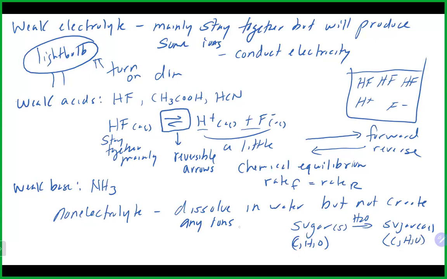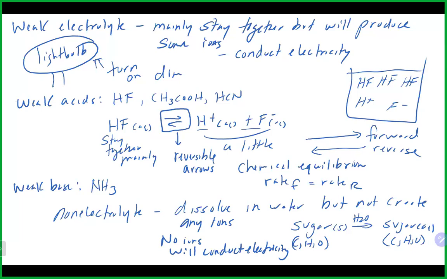And because you get no ions means it will not conduct electricity. So if you put that kind of light bulb into a non-electrolyte solution, the light bulb pretty much will not go on. It'll just basically stay off. And that's because, again, it's not conducting electricity.